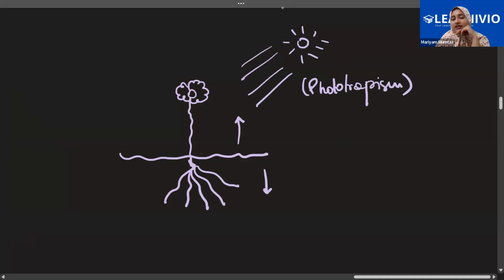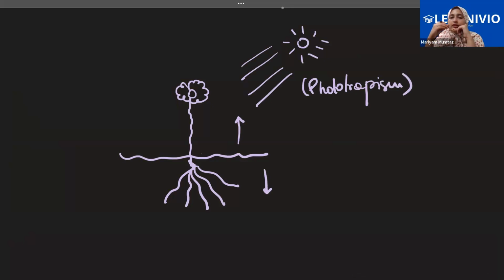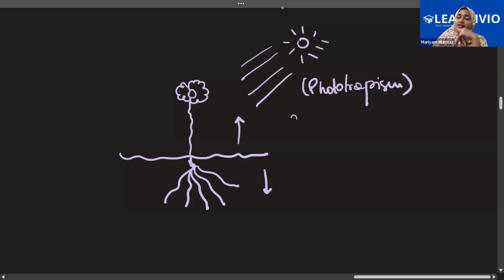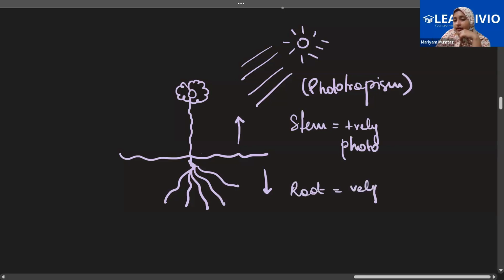Now, if we talk about the stem, is it towards the photo or against the photo? Meaning light. Towards the light or against the light? Towards the light. And what about roots? Towards the light or against the light? Against. Against the light. So the stem of the plant is positively phototropic. But the root of the plant is negatively phototropic. Getting my point?